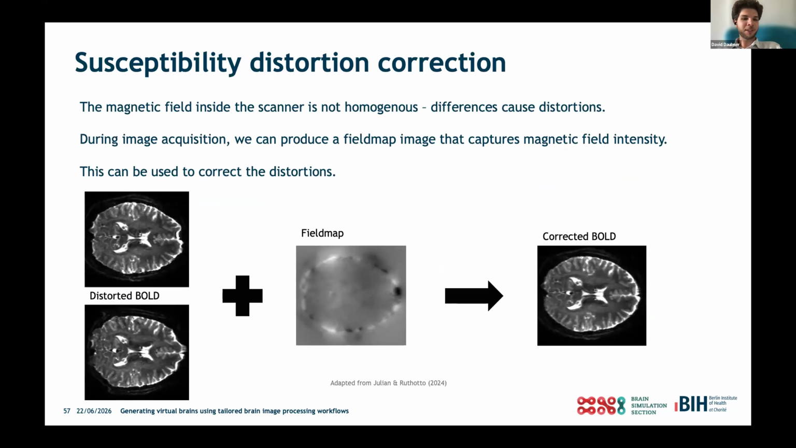Okay, so the next processing step is susceptibility distortion correction. And the goal of this one is to remove magnetic artifacts. As Luise already mentioned, the magnetic field within the scanner is not homogeneous, and the differences in field intensity can cause distortions in the fMRI images, which you can see on the left. On the front of the brain, you can see warping either inside or sort of outside.